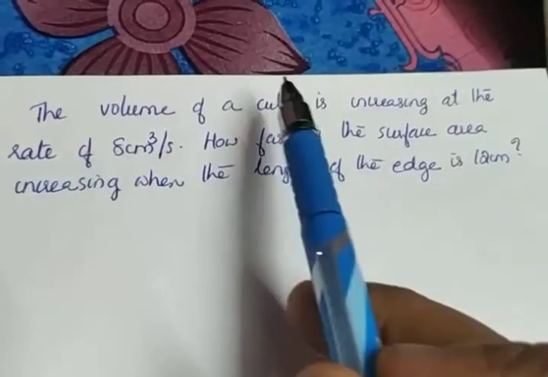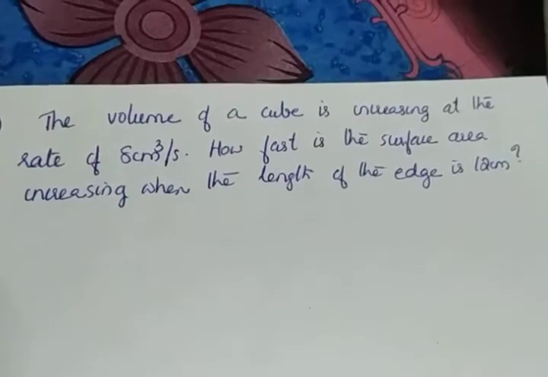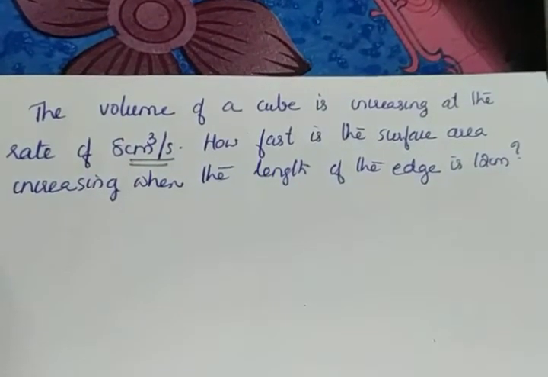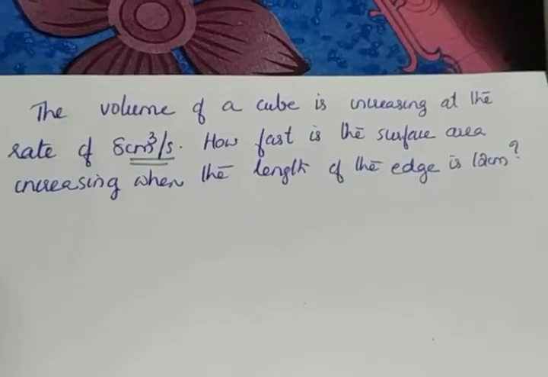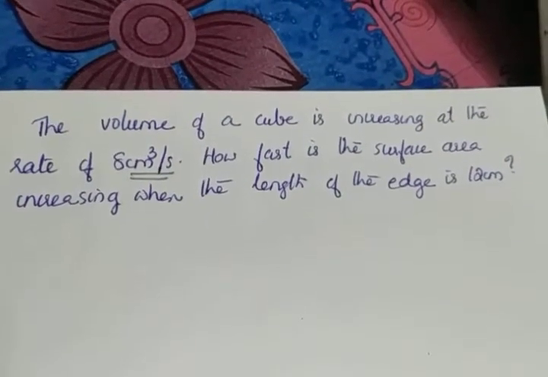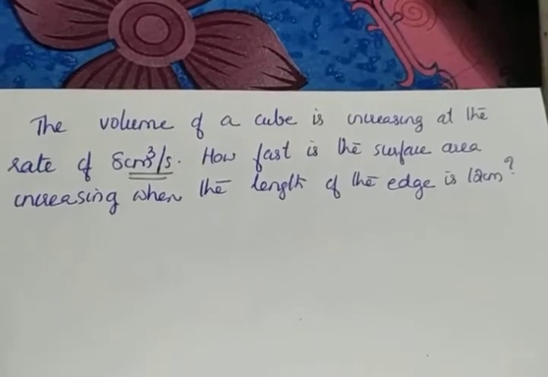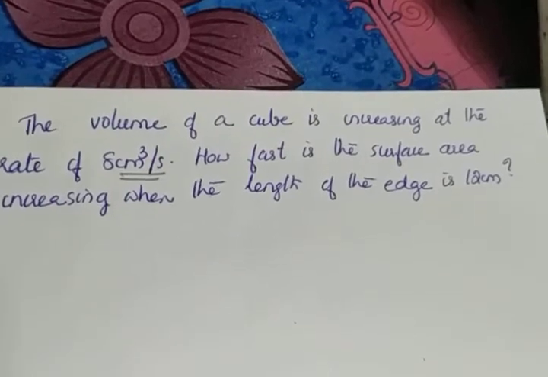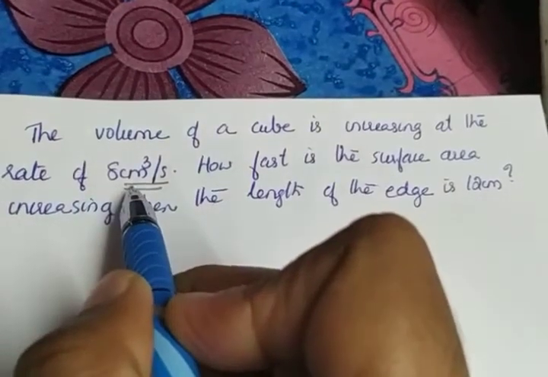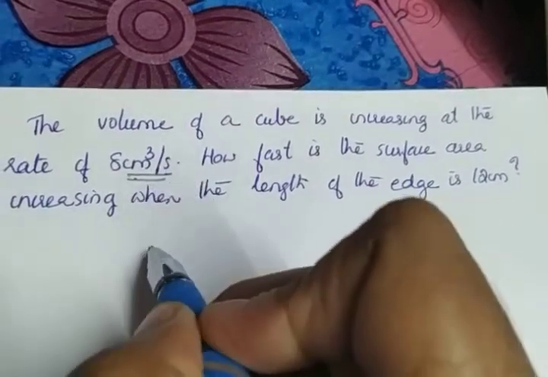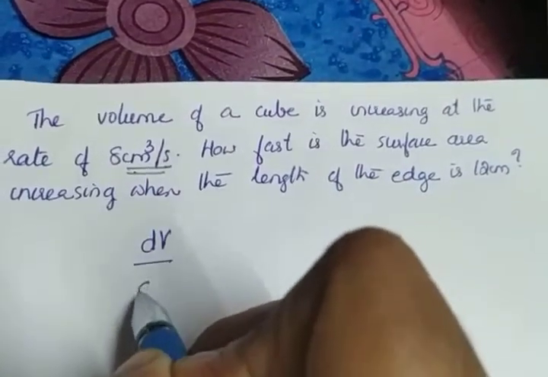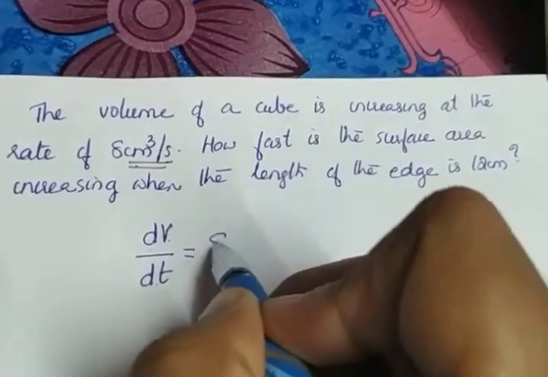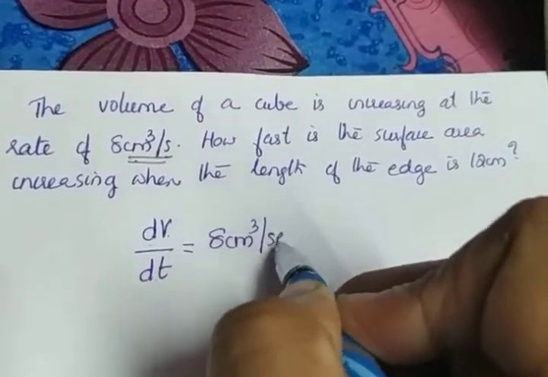So if you are not able to identify what is given from the first sentence, what you have to notice is the unit. The unit given is centimeter cube per second, isn't it? Centimeter cube is the unit of volume and second is the unit of time. The unit itself stands for the unit of rate of some quantity. So which quantity? Centimeter cube represents the volume. Second represents the time. So it is rate of change of volume with respect to time. Rate of change of volume with respect to time is given as 8 centimeter cube per second.